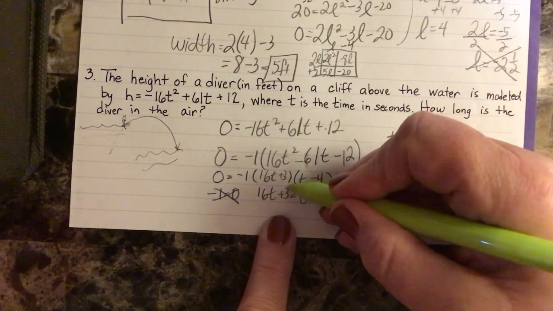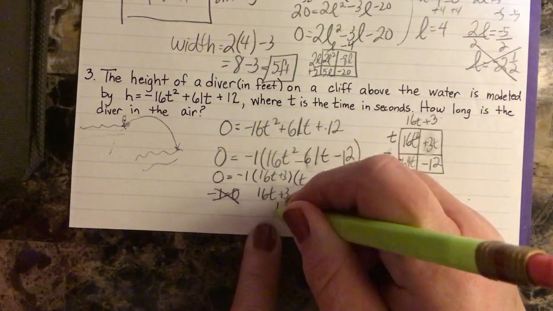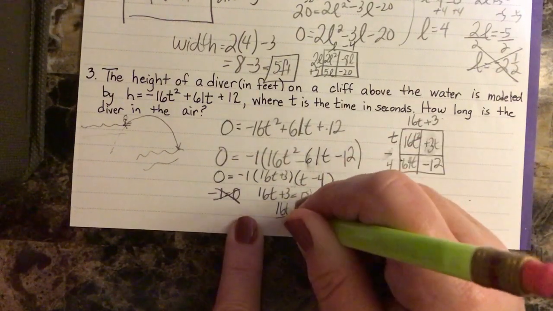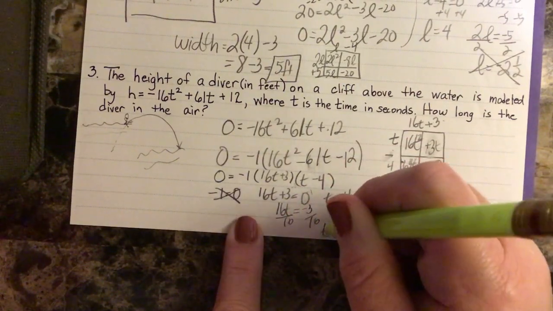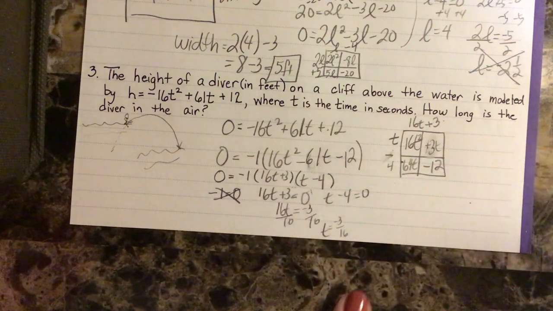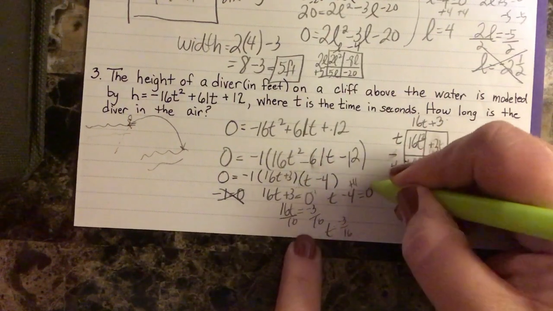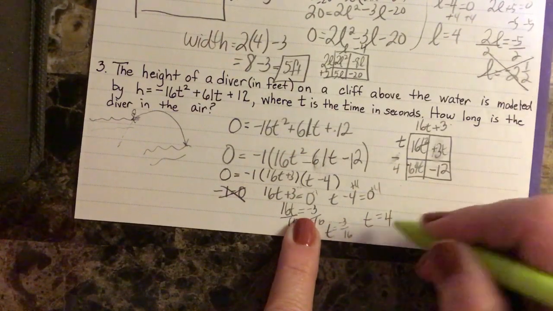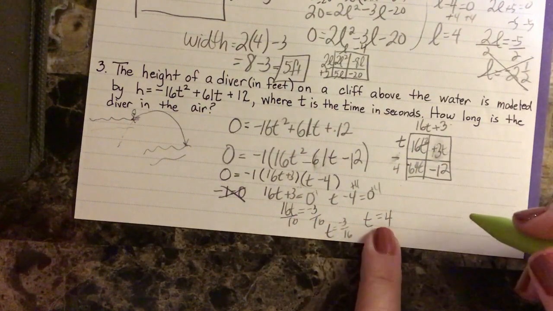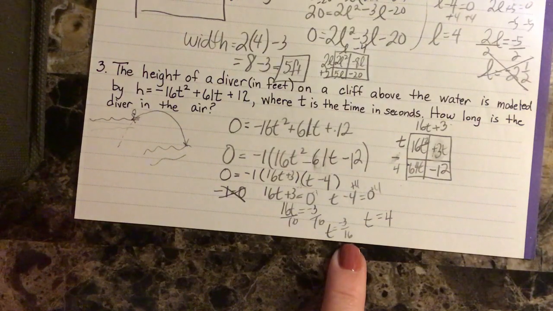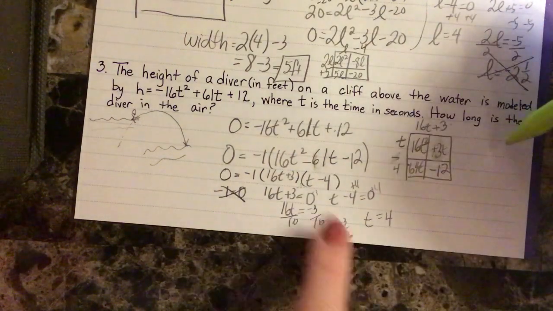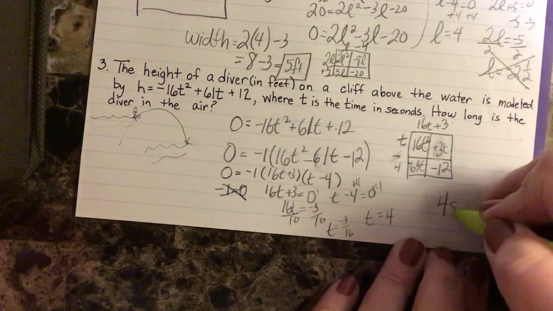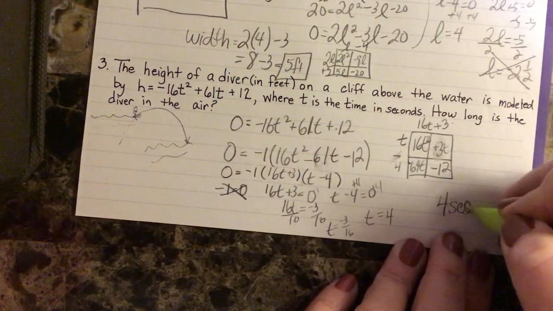If I solve this, I'm going to subtract 3. So I'd have 16t equals negative 3. Divide by 16, t will equal negative 3/16. Solve this one, add 4. T will equal 4. So this is 4 seconds, or negative 3/16 of a second. How long is the diver in the air? Well, that would be 4 seconds. The diver is in the air 4 seconds.